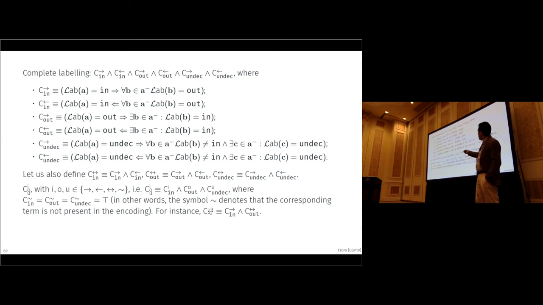So for instance, this one is one of the ways to represent these constraints. Here we have: the labeling of A is in implies that for all the attackers of A, where A subscript minus is the set of attackers of A, the labeling of each of these attackers must be out. This is one direction of the implication. Then we have the opposite direction, because the original definition is if and only if for complete labelings. So we can have: the labeling of A is in only if all the attackers are labeled out. The same you can have for the labeling of A as out: there exists at least one attacker that is labeled in, and the opposite implication.